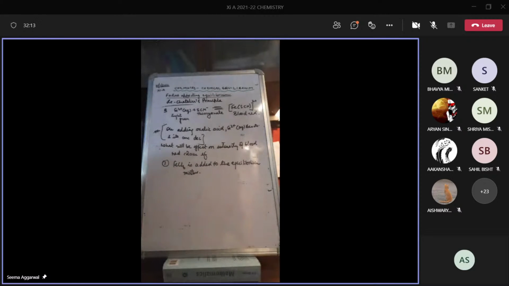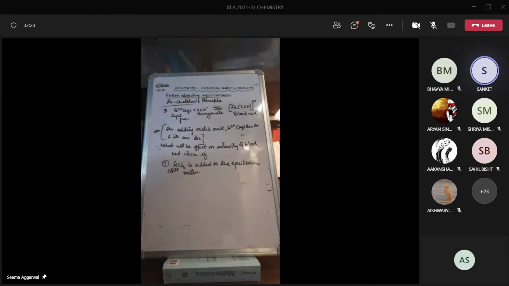Yes, you can tell me stepwise. If I am adding ferric chloride, it means Fe3+. Ferric chloride means if I am adding Fe3+. Forget this point. Ma'am, why will it react with chloride?